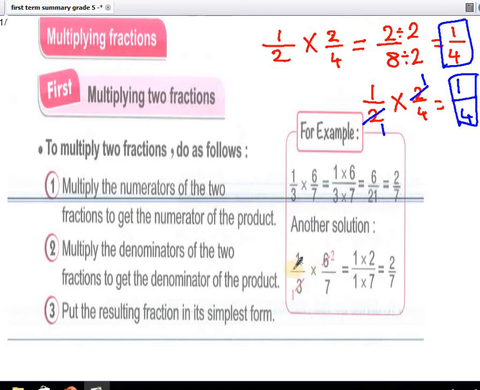Okay, here I have 1 over 3 multiplied by 6 over 7. I go cross. Here 1 and 7 cannot be divided together. But what about 3 and 6? I can divide them. 3 divided by 3 will be 1, and 6 divided by 3 will be 2. So I simplified it as 1 multiply 2, it's 2, and 1 multiply 7, it's 7. 2 over 7, I cannot simplify more.